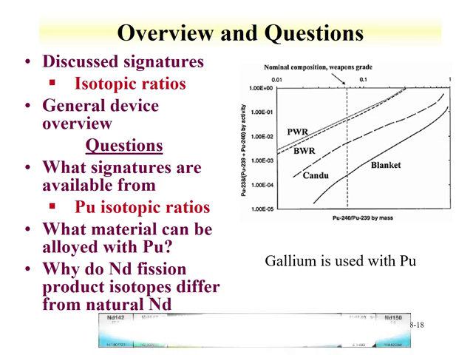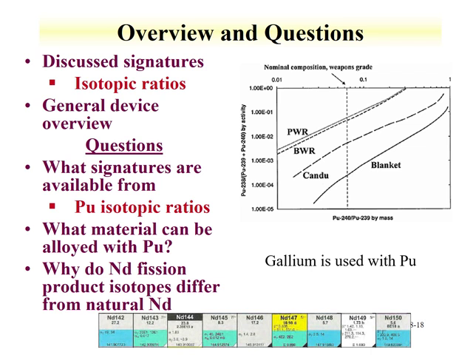This is primarily driven from neodymium-142. Neodymium-142 is 27.2% of natural neodymium, but it is not produced in fission, it doesn't have a fission yield. So the fission product neodymium would not show this isotope, and you would be able to determine by looking at isotopic ratios of neodymium whether its nature was from a reactor or from natural.